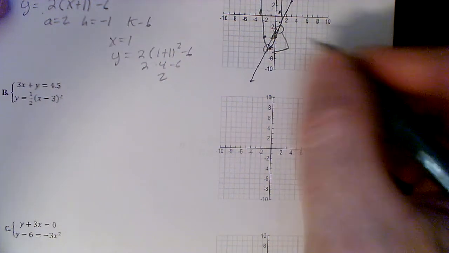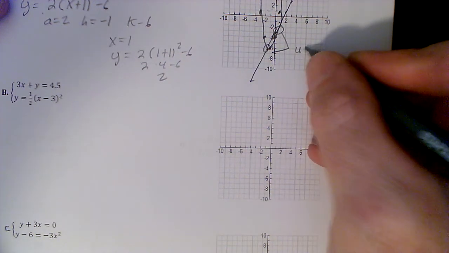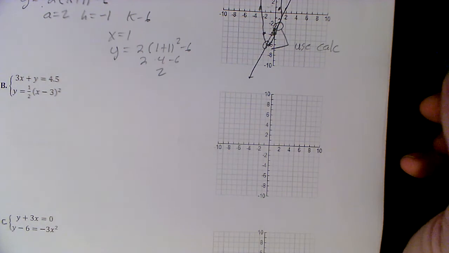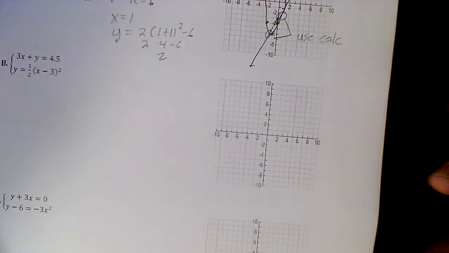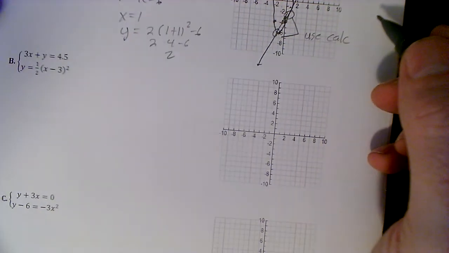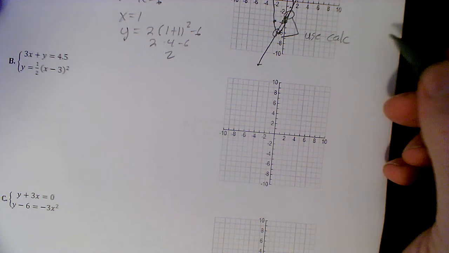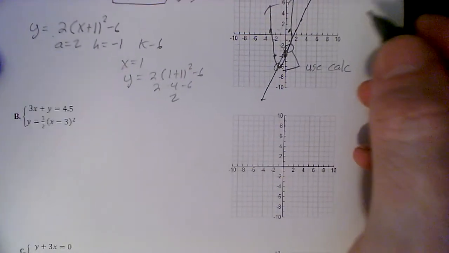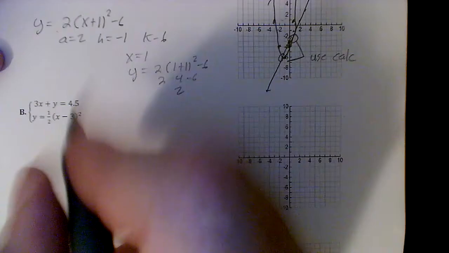And in this situation, I would probably use a graphing calculator, because there's going to be fractional answers, and this isn't the best way to solve for fractional answers. So I'd use a calculator, and we can do some of that in class. Just the second intercept function. Let's do another one right here.